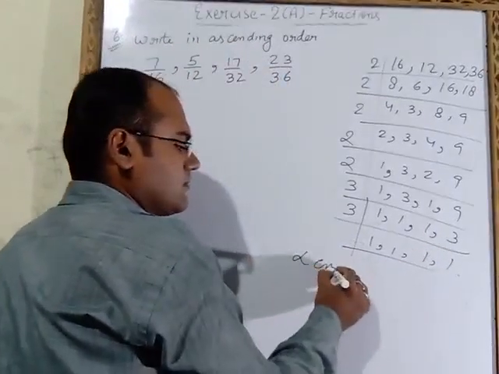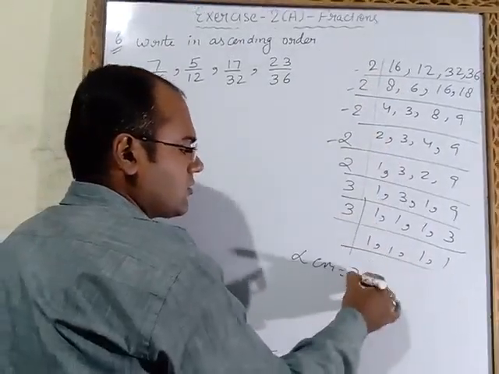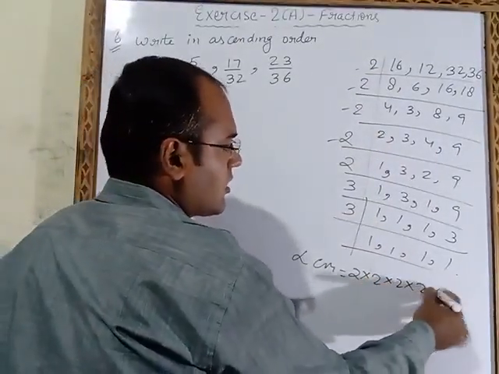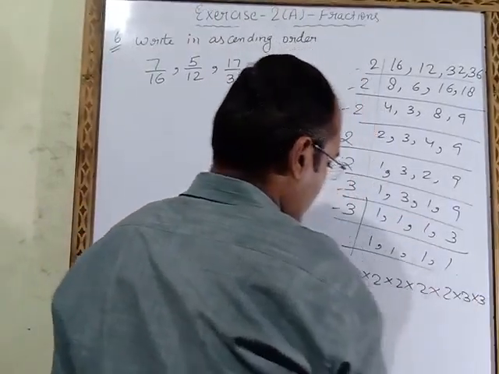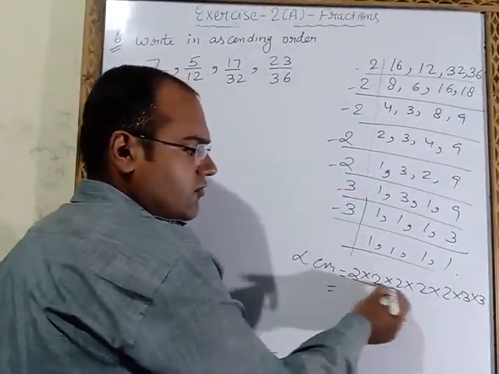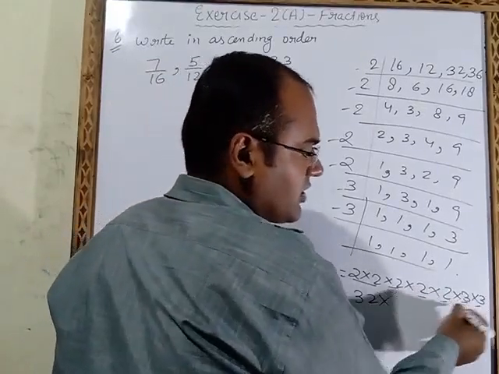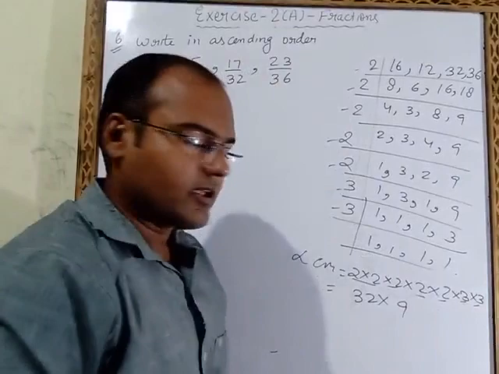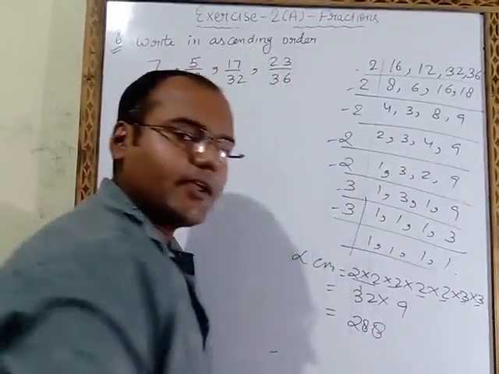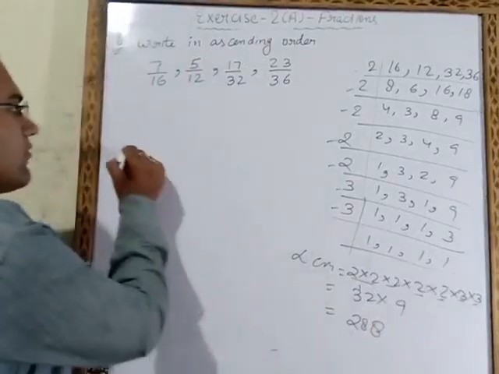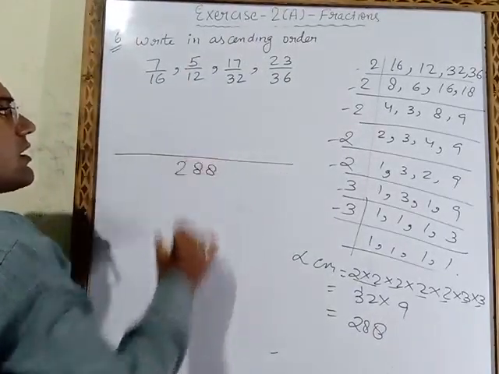Now the LCM is 2 into 2 into 2 into 2 into 3 into 3. Now we will multiply these numbers. 2 2s are 4, 4 2s are 8, 8 2s are 16, 16 2s are 32, 3 3s are 9. Now 32 into 9 is 288. Now we will put one upon, and under this upon we have to write 288.